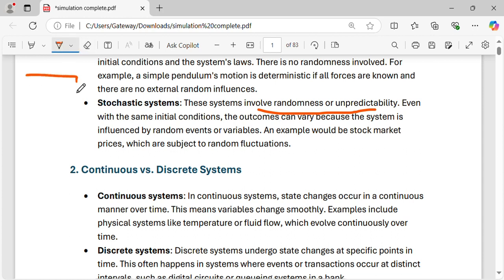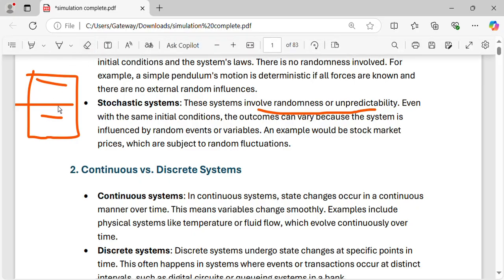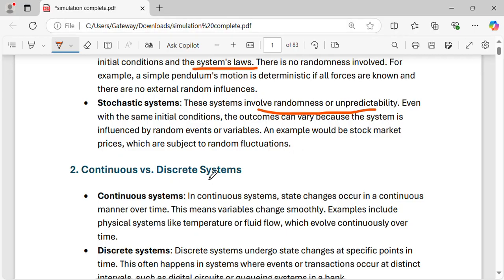For example, if there's a restaurant and it's really famous, right? Then you can always guess that there may be more than like 10 customers in the evenings at that restaurant. So this is more like deterministic, but it depends upon the laws or the conditions the system has.